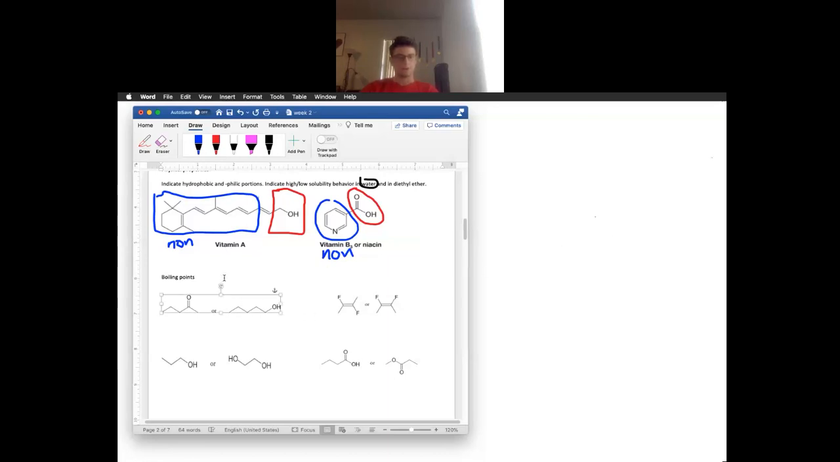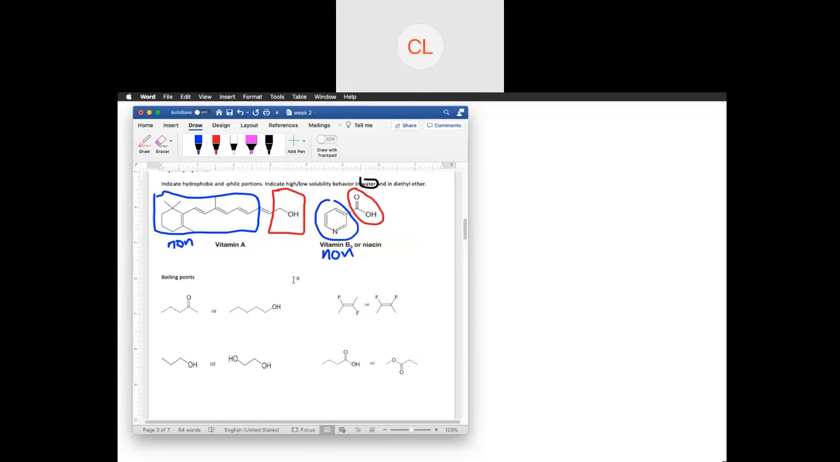All right, so boiling points. I'm just going to ask which one of these will have the higher boiling point? The alcohol. Why? Because of the hydrogen bonding being stronger than that dipole-dipole force. So it's going to need more energy to break apart the hydrogen bonding.